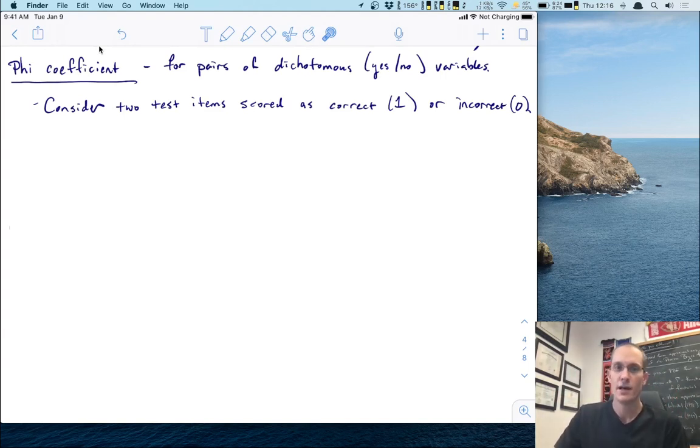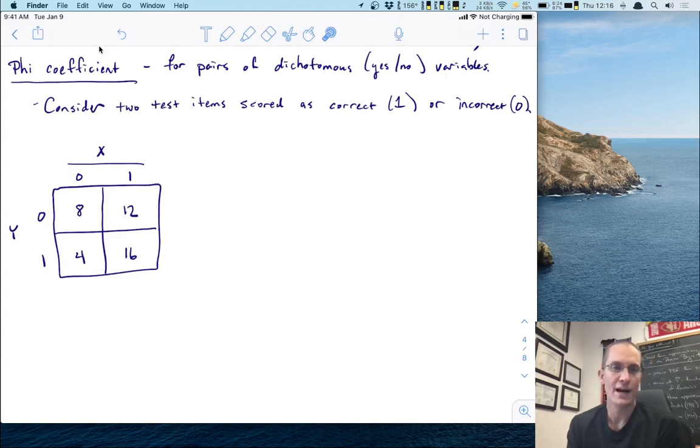2 possible options. So the way we might take data that look like that is we might put them into a contingency table. We might say, okay, so for the x variables, they could either be scored 0 or 1. The y variables, they could either be scored 0 or 1. And that means there's 4 options for the associations. Both could be 0, so there were 8 people who scored a 0 on both x and y. There could be a 0 with the x and a 1 with the y. There were 4 people that had that pattern. There could be a 0 with y and a 1 with x. There were 12 people that had that pattern. And then finally, there could be people who got both y and x correct. And there were 16 people who had that pattern.